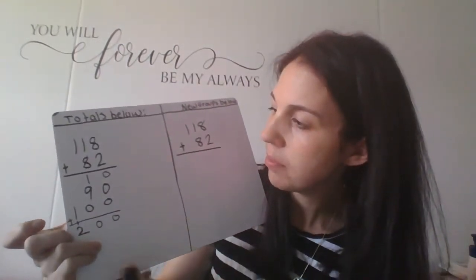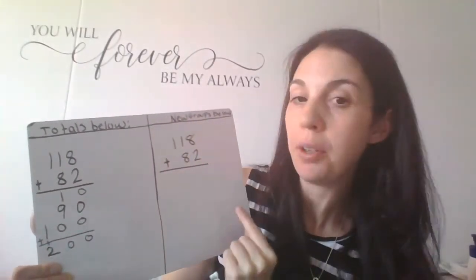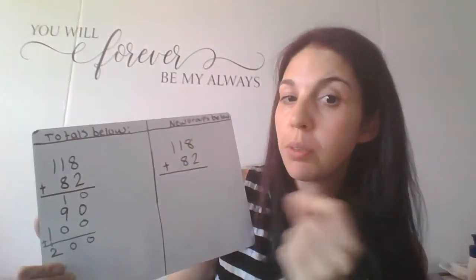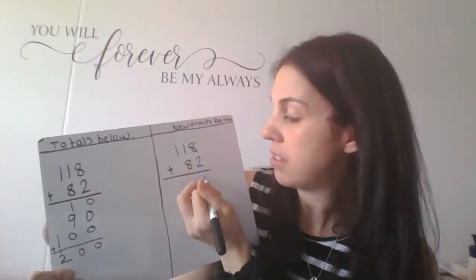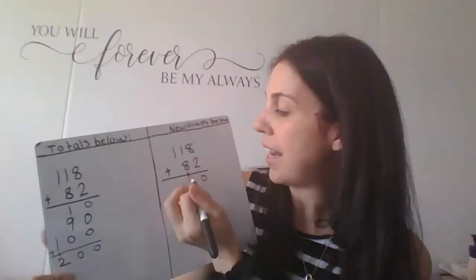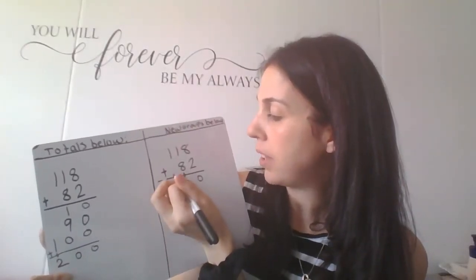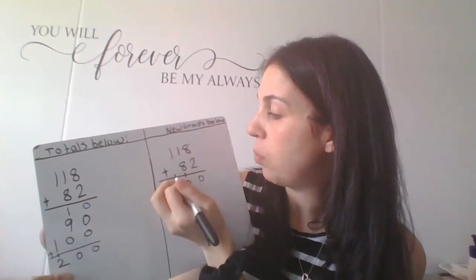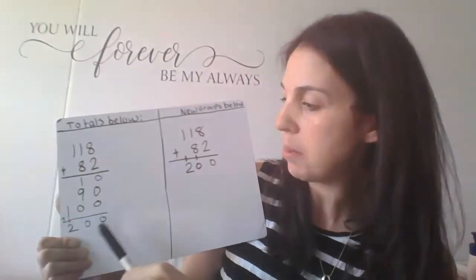Now, let's look at new groups below. So when we have a new group, we're going to write it below. So 8 plus 2 is 10, 0, and the 1 is going to go here. 8 plus 1 is 9, plus 1 more is 10, so I'm going to write my 0. My 1 comes here for my 100. 100 plus 100 is 200. Did we get the same answer?